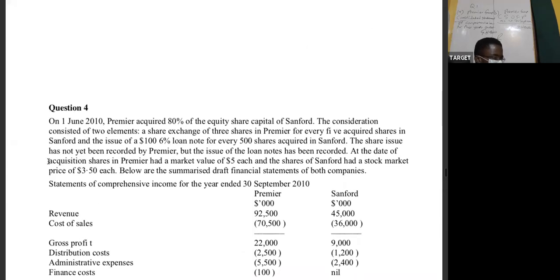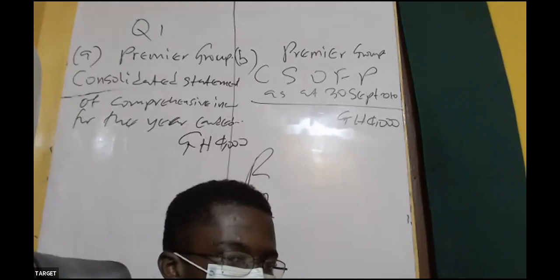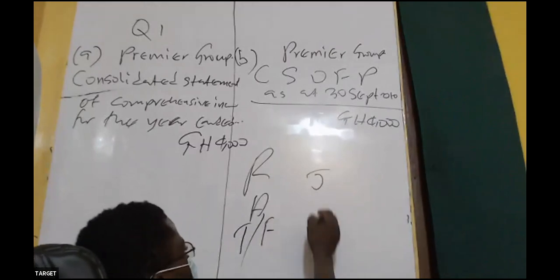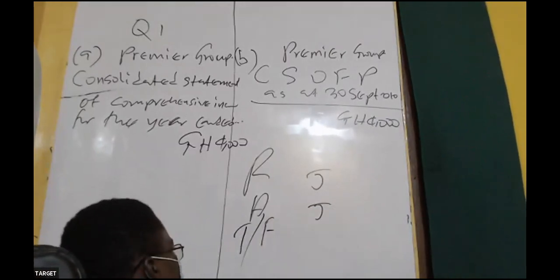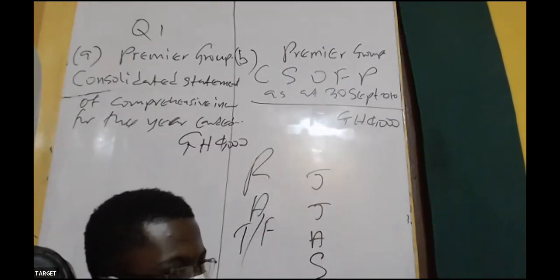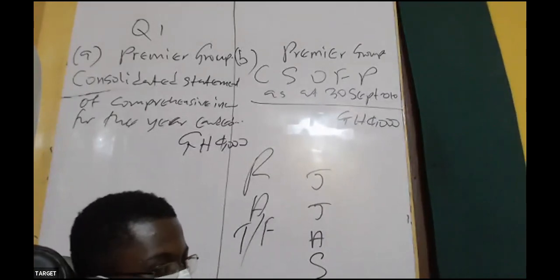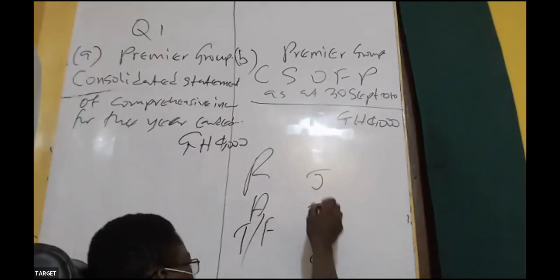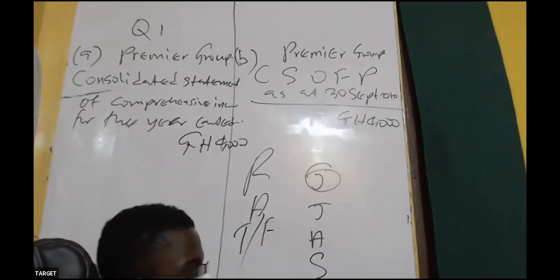So on June 2010, Premier acquired 80%. June 2010 up to September 2010, how many months? Don't feel shy to count on your fingers. June, July, August, and September. How many months? 4 months. Wow, so 4 months consolidation. In fact, in one of the settings, we had 1 month consolidation, 1/12.